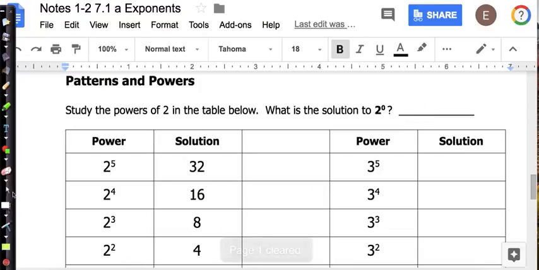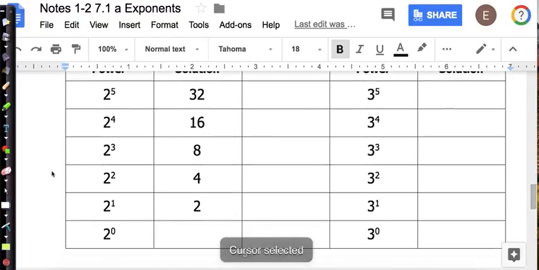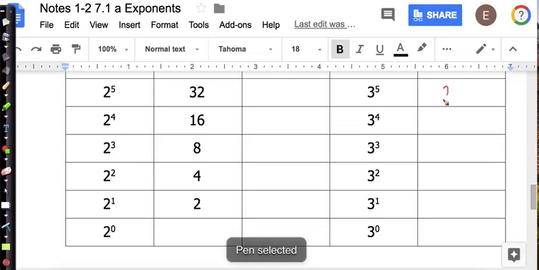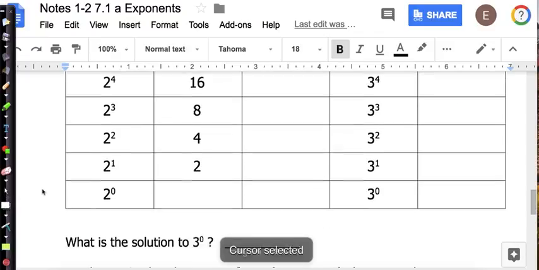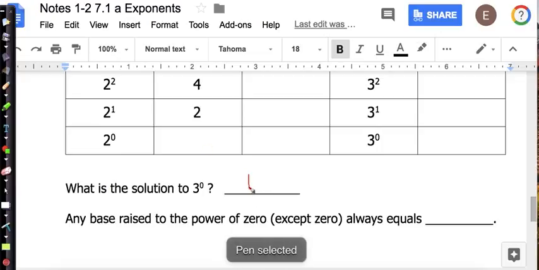All right, now let's look at the next column. So 3 to the 5th power is 243. 3 to the 4th power is 81. 3 to the 3rd power is 27. 3 squared is 9. 3 to the 1st is 3, and hopefully you notice the pattern here is dividing by 3. So what's 3 divided by 3? Good, 1. So we notice that 3 to the 0 power is 1. So in conclusion here, any base raised to the power of 0 except for 0 always equals 1.